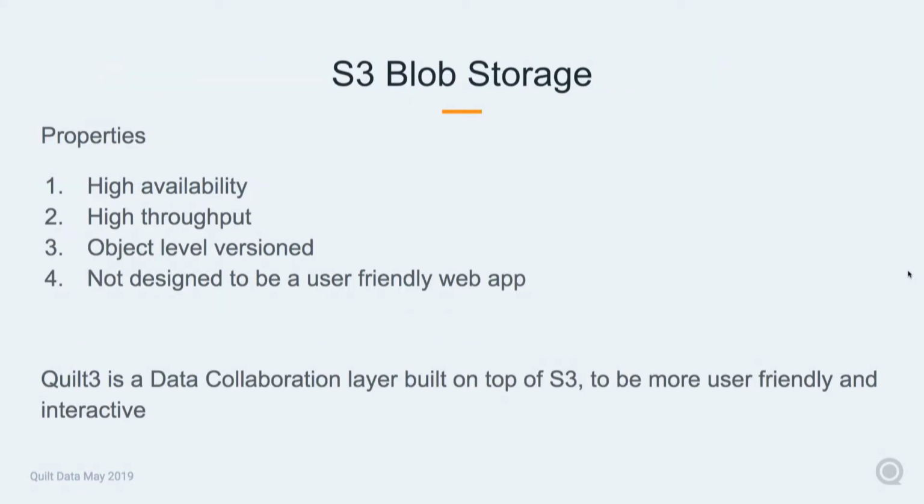So the observation that we had was, hey, S3 blob storage has all these properties we care about that are really useful. It's got versioning at the object level. It's got high availability. It's got high throughput. The problem with it is it's not designed to be easy to use to manage a set of cohesive data. It's not designed to be browsable. It doesn't have a good user interface. So what we did is we built a data collaboration layer that lives on top of S3 that abstracts out those ideas for you so you can interact with your data set as a whole, but underlying it's using all this technology.